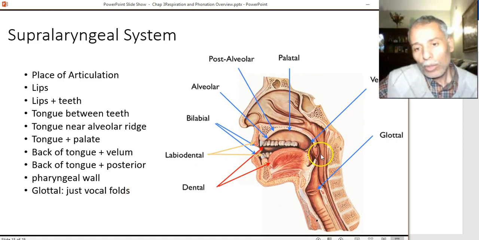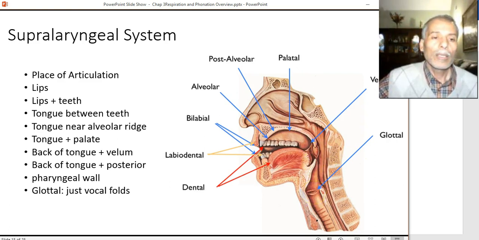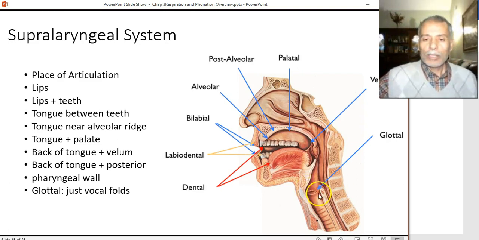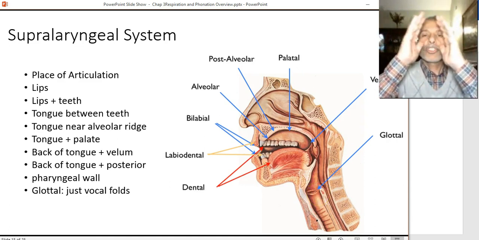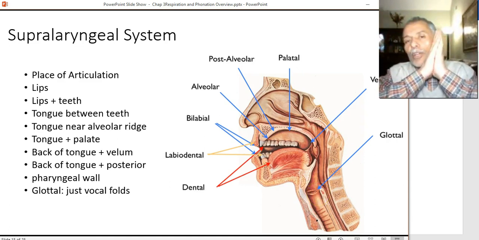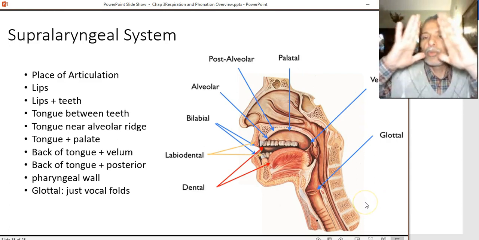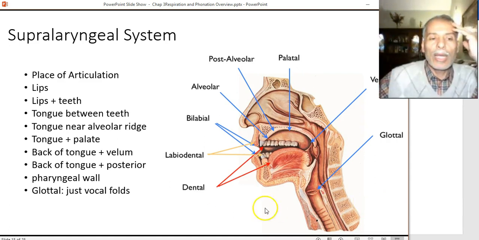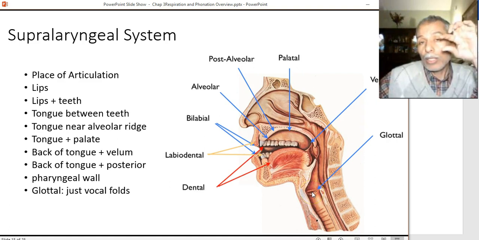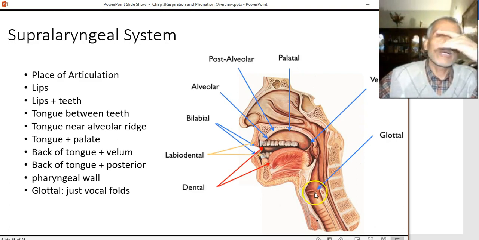Then we go down, there are no other sounds in these areas except for the glottal stop, as in uh-oh. It shuts the airway basically by slamming the vocal folds shut, but there's no vibration. Hit and go back. So that's the glottal stop, produced in the space between the vocal folds. And then we have the sound also at the glottis, which is the h, as in he. So that also is a glottal sound.